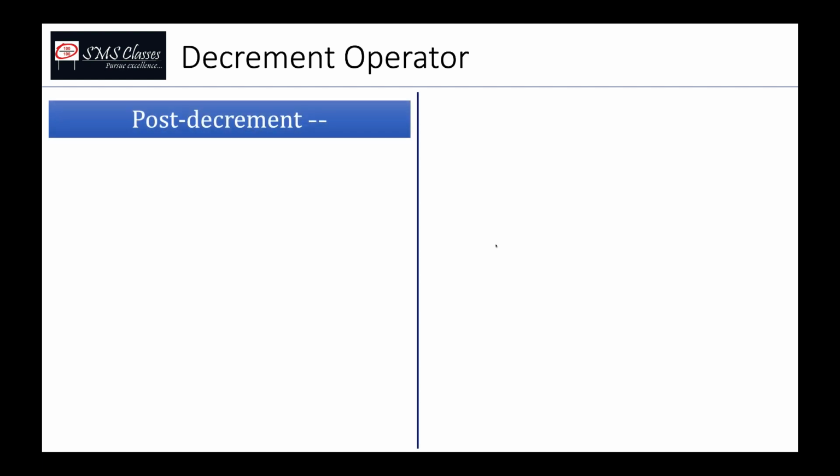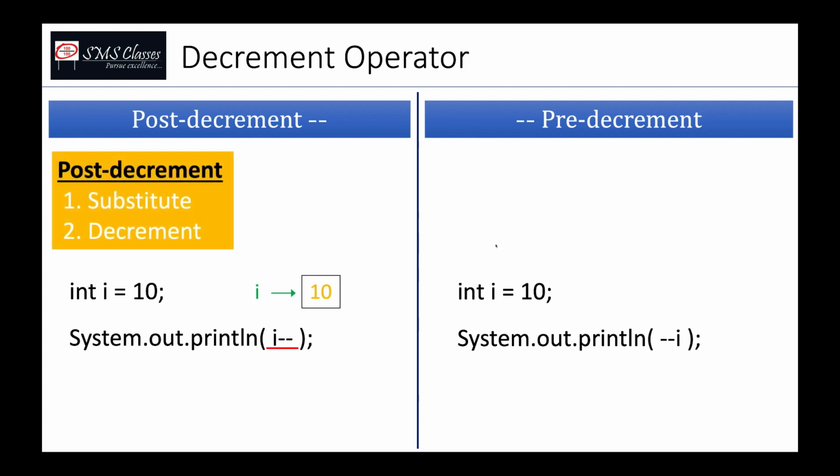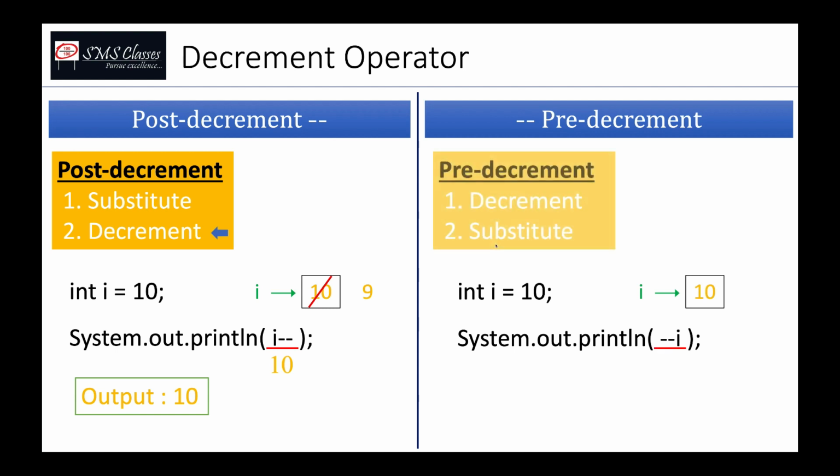Similar to the increment operator, you have decrement operators. This will subtract 1 from a number. So again, you have post decrement and pre decrement. Similar steps. Whenever you see a post decrement, you first substitute the current value of the variable, then subtract 1 from the number. So the output is 10. Whenever you see a pre decrement, you first decrement and then substitute. So the output is 9.